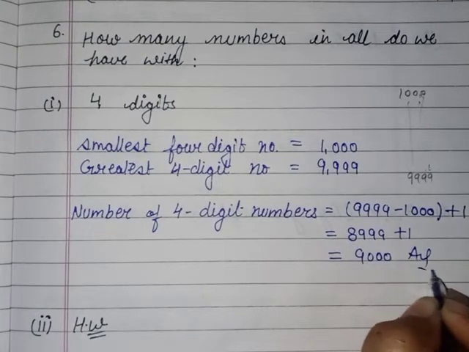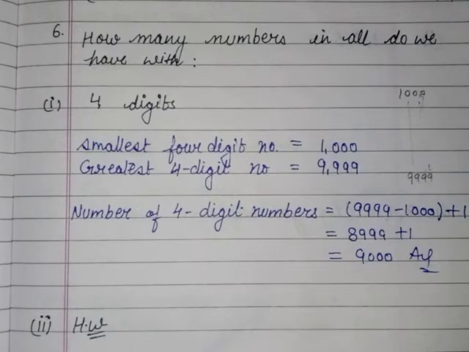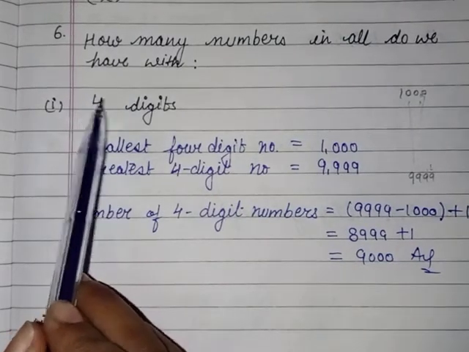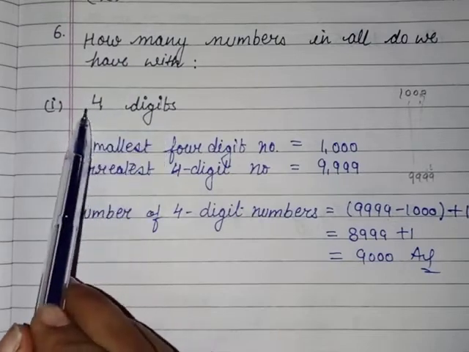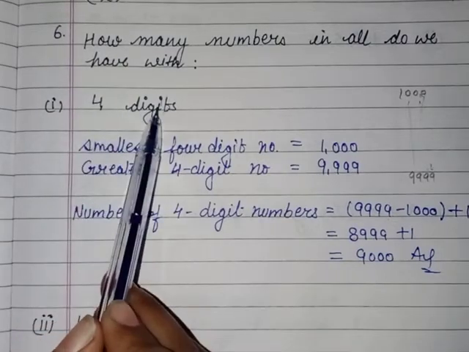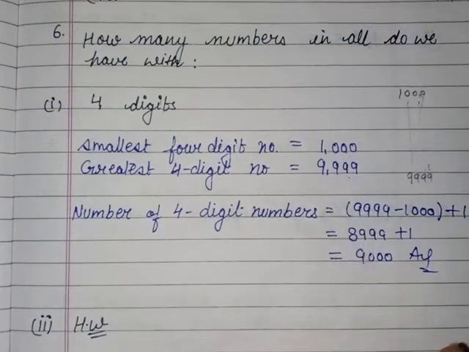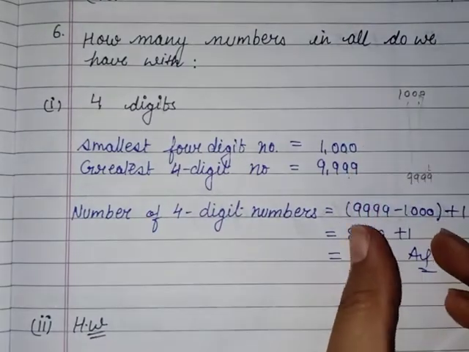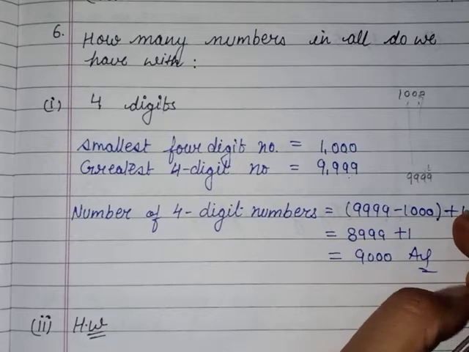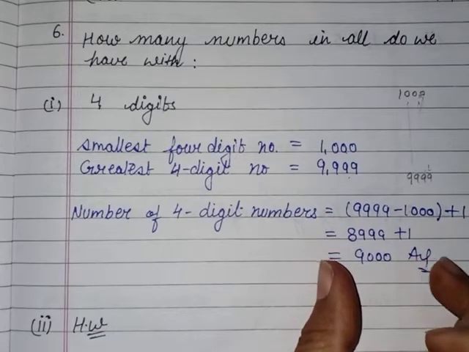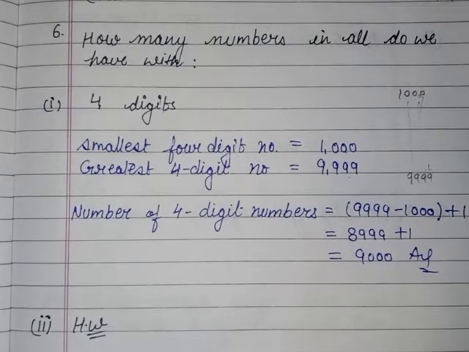This is your answer. Okay, so simply what will you do? Firstly check what they were asking. Here they were asking for 4 digit numbers. So firstly find the smallest 4 digit number, the greatest 4 digit number, find their difference, that means subtract them, and add 1. This is the total count of the 4 digit numbers.